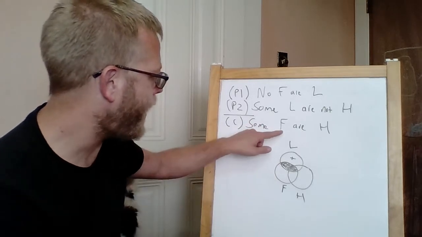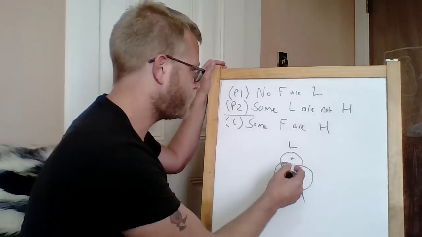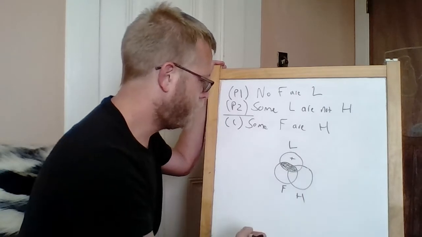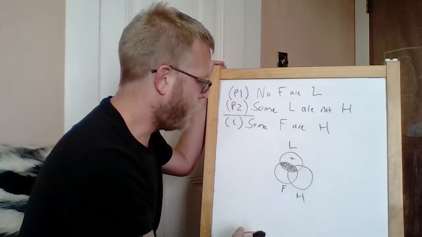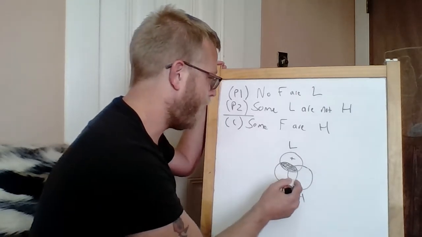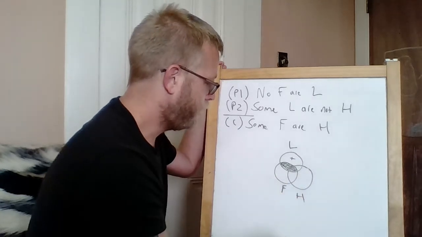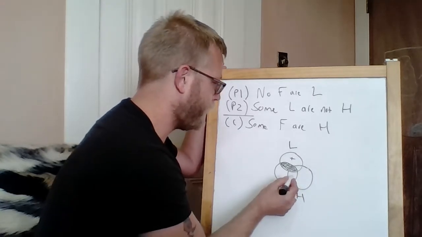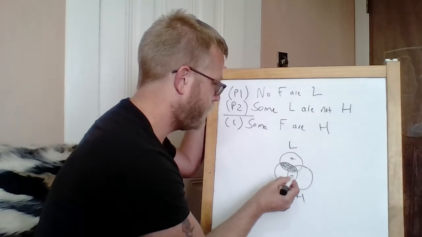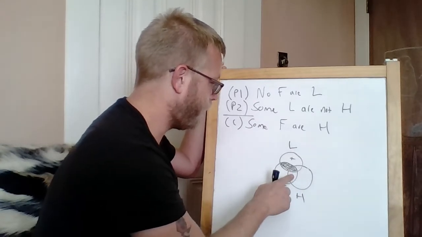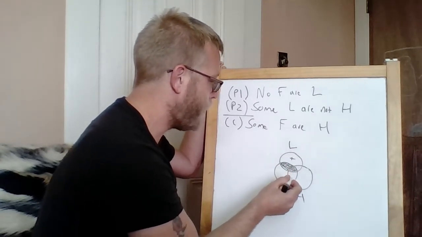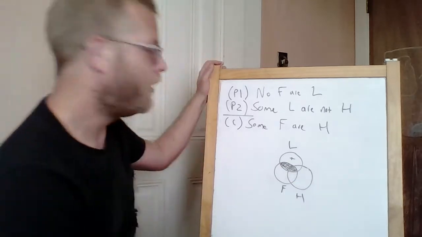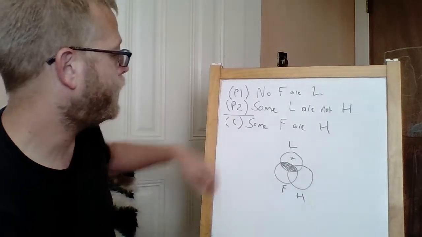So some F, we're talking about the F circle, are H. Well, what would that look like? It would mean there's at least one member of F who's also a member of H. We just don't see that. That would look like this. Right? That would look like that one up here. It would be a little X to indicate that there's at least one member of the F group who's also in the H group. But that didn't show up just by plugging in the premises.